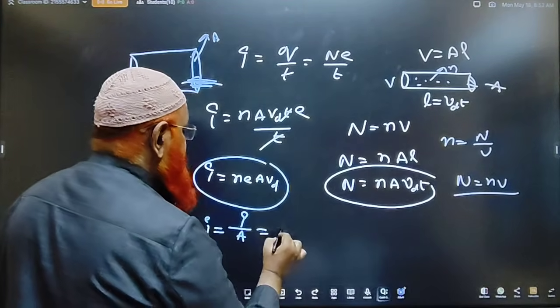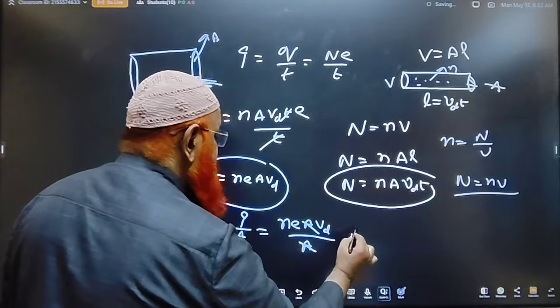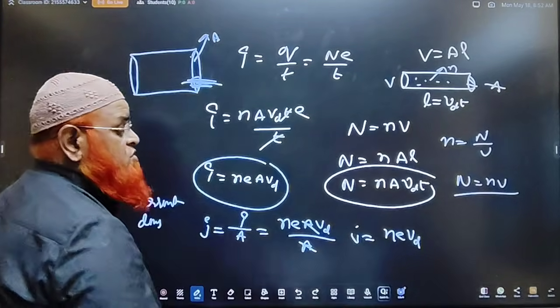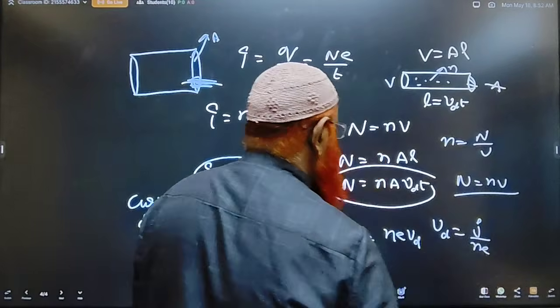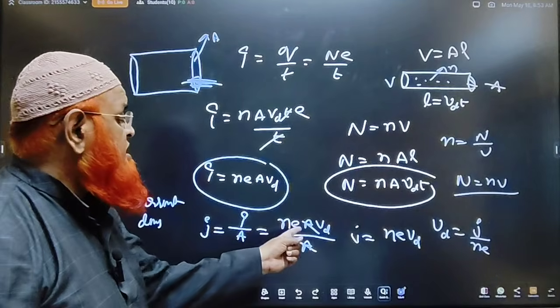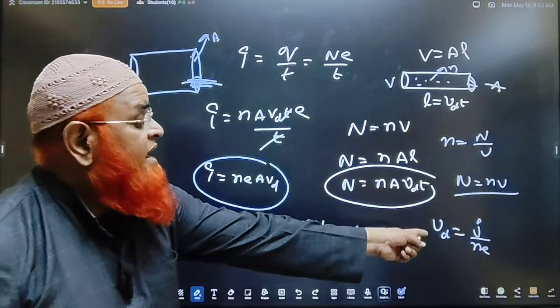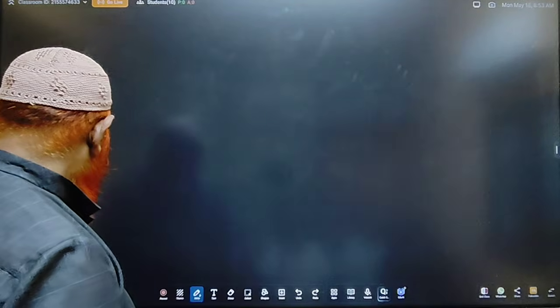So I is nothing but nAevd, divided by A. A gets cancelled. So J is equal to how much? J is equal to nevd, where vd is called the drift velocity. vd is equal to J by ne. Understood? So I by A means you will get nevd. So current density is nevd. What is drift velocity? Current density by ne. Is it clear? Then after that, here.